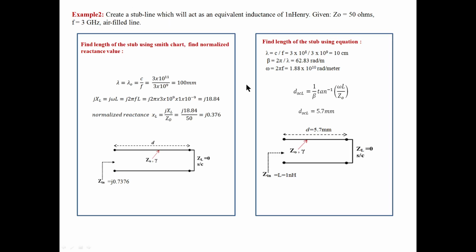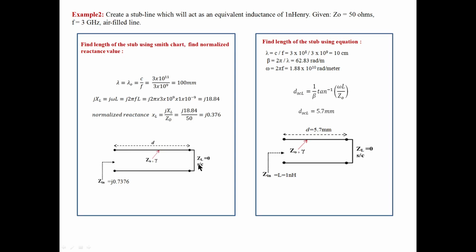Here is the problem. Create a stub line which will act as an equivalent inductance of 1 nanohenry. This also we did using the equation. What I want is an inductor of 1 nanohenry at 3 gigahertz. Z0 is 50 ohm, the characteristic impedance of the transmission line. Designing the stub means we have to implement a short circuited transmission line. The only thing is you should find out the length of the stub.